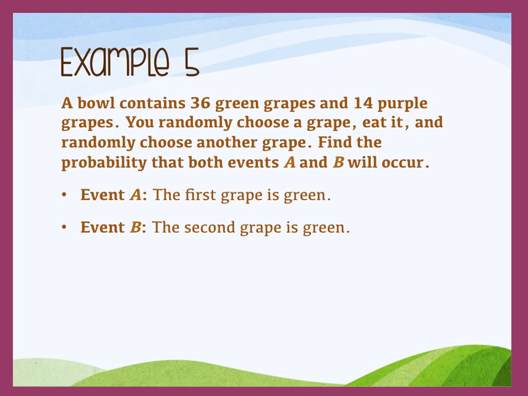Example 5 says, a bowl contains 36 green grapes and 14 purple grapes. You randomly choose a grape, eat it, and then randomly choose another grape. Find the probability that both events A and B will occur. A is the first grape is green. B is the second grape is green. So first of all, the word and is there. I know that I'm multiplying, and I know that I have to figure out if these are dependent or independent. So if you randomly choose a grape, eat it, and then randomly choose another grape, are these events independent or dependent? Dependent. We're assuming we're not eating this grape and then putting it back. That would be gross. Okay?